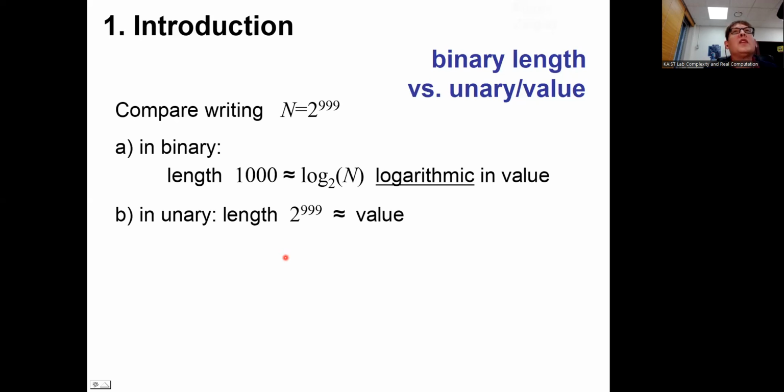So the difference between binary length and unary length is a difference between logarithmic and exponential. So it makes a huge difference. Please make sure not to confuse that when people usually write small n as the complexity parameter. Please make sure what is meant with small n. Usually it's the binary length, but sometimes it's not.